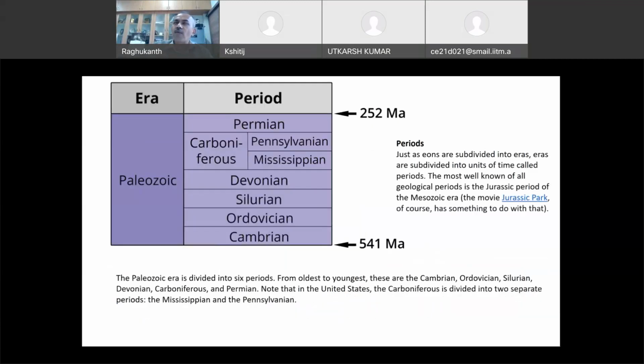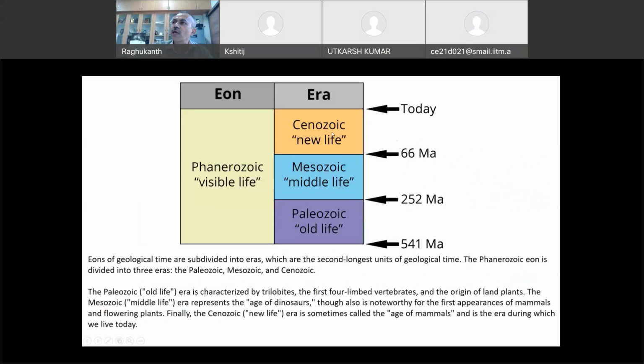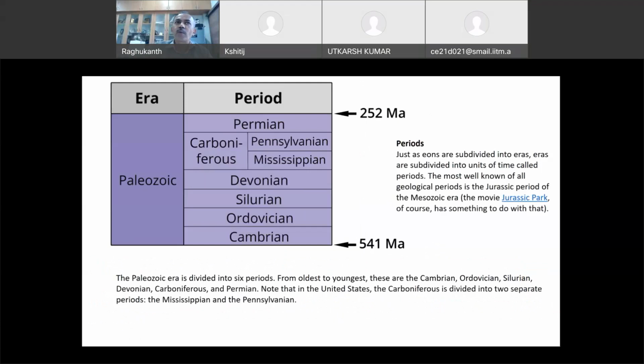Now eras can be further divided into groups, like Paleozoic and Mesozoic, because we have a lot of information about the geological processes. So you can divide them into Permian, Carboniferous, Devonian, Silurian, Ordovician, and Cambrian. This is based on paleontology, mammals, fossils, and other geological things. Further, this has been divided also.